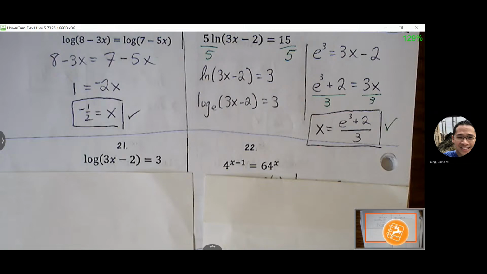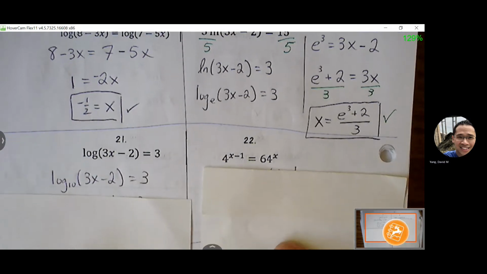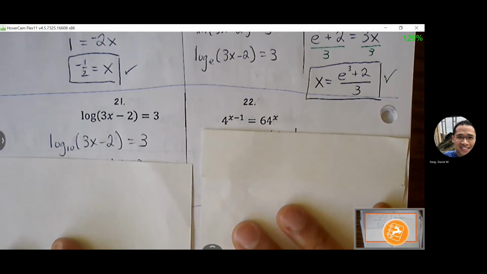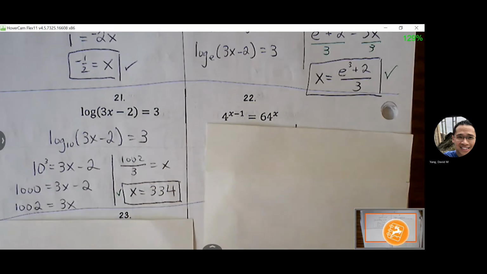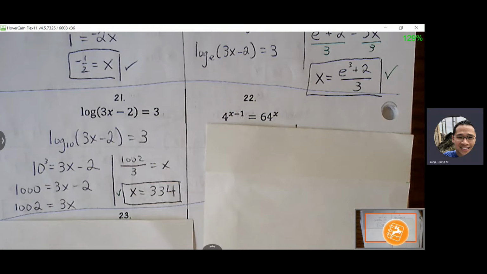Okay, 21. No coefficient to worry about. We can go directly into exponential form. Twenty-two, same base. Let's make both sides the same base, base 4.